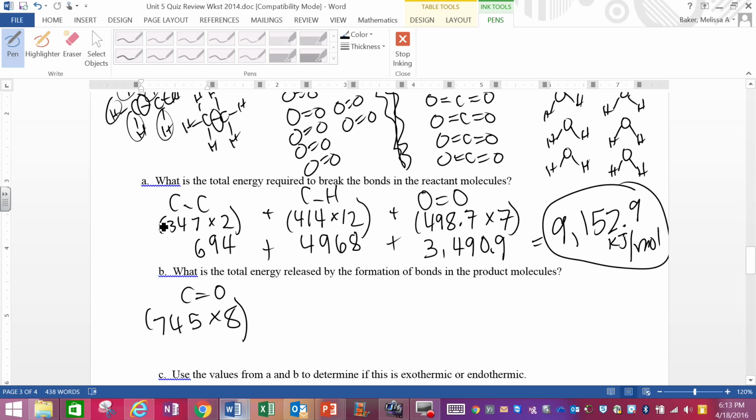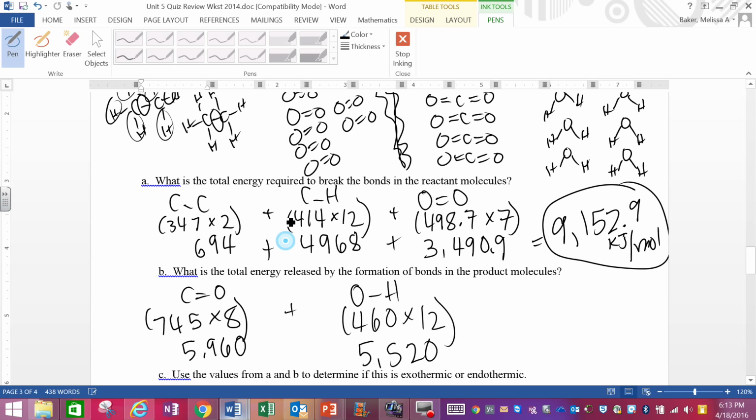So that comes out to be 5,960 kilojoules per mole, plus how many OH bonds are we making? There are 12 of them, and each releases 460 kilojoules per mole. That comes out to be 5,520. Add those two numbers together, we're releasing 11,480 kilojoules per mole.